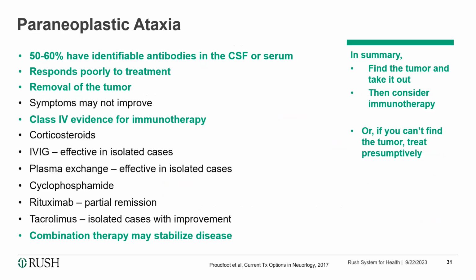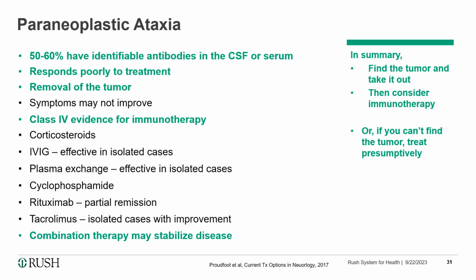And you know, some of these individuals will improve. Now, if you remove the tumor, some of them may go back to normal. I have seen that in our practice. Usually, removal of the tumor will cause stabilization if you catch them early enough. The evidence for immunotherapy is not great, but we do use several things in these patients. We'll use corticosteroids, IVIG, plasma exchange, sometimes rituximab. If you combine therapies, that may stabilize disease as well.